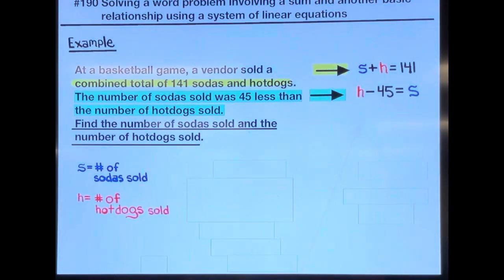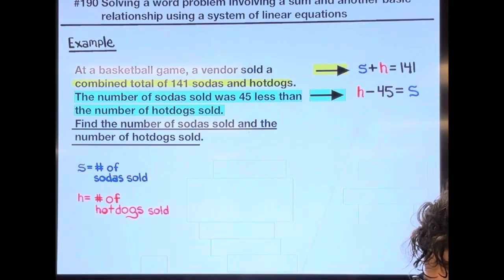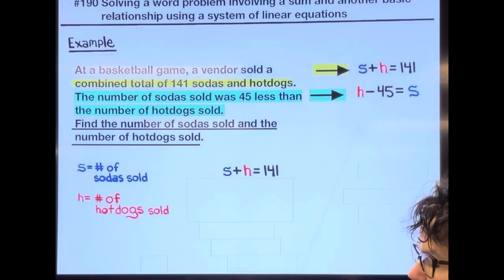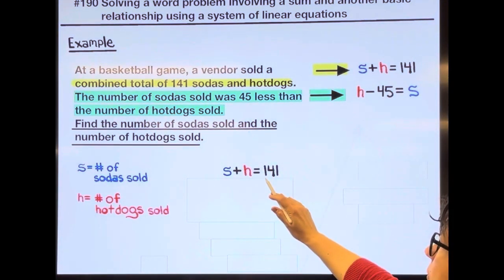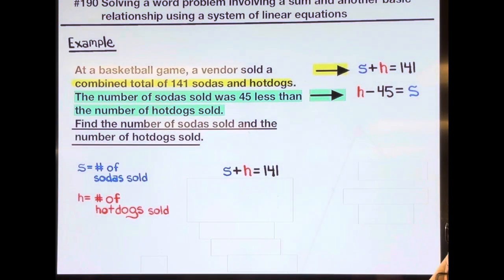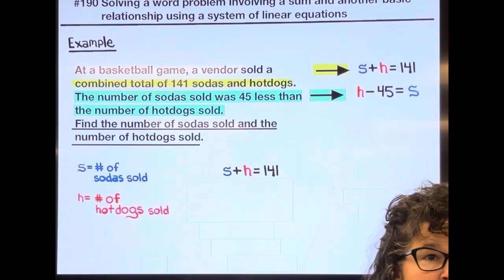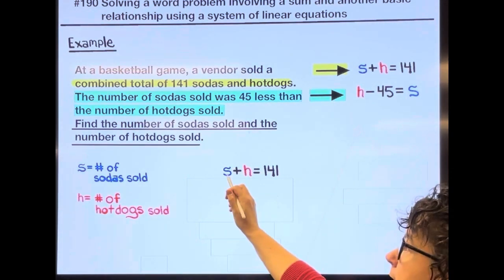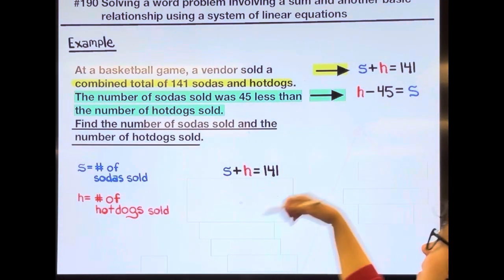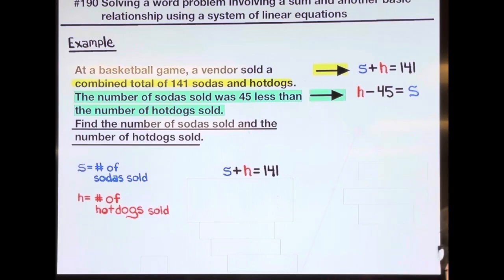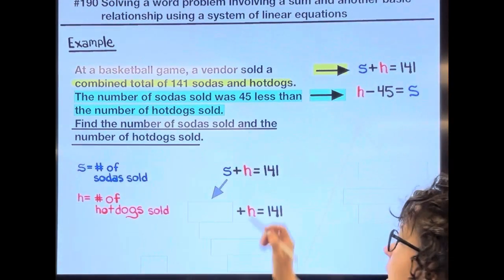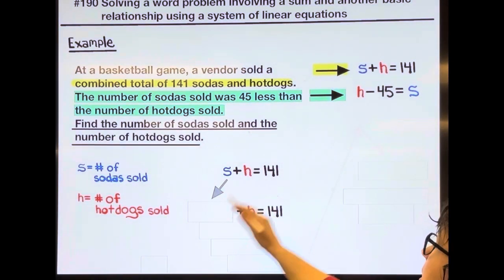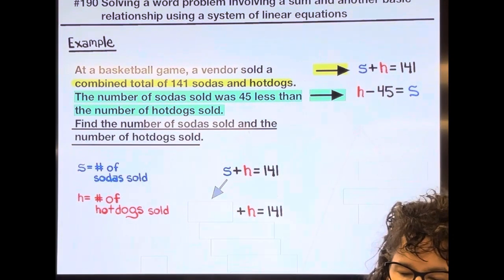Okay, now that I have my equations, I'm going to drag down this first equation here. So S plus H equals 141. I'm going to go ahead and use the substitution method because one of my variables is already by itself, which means I'm going to replace this S with H minus 45. So I've got my plus H, my 141. So this S, I'm going to replace with H minus 45.